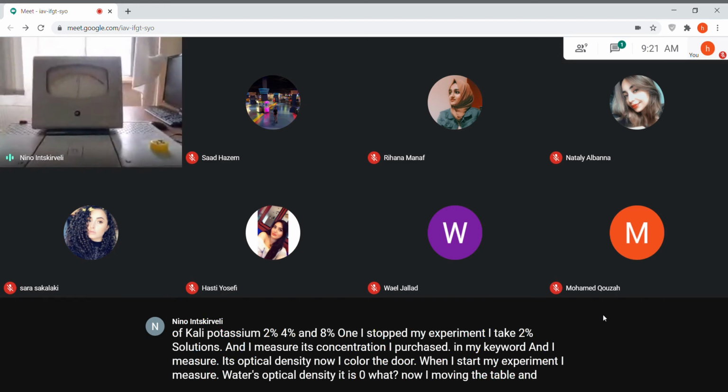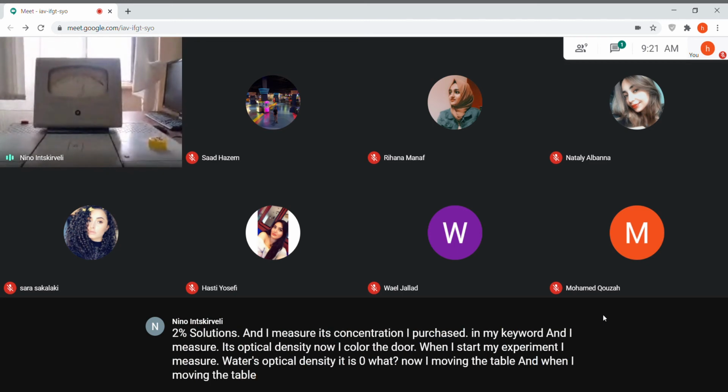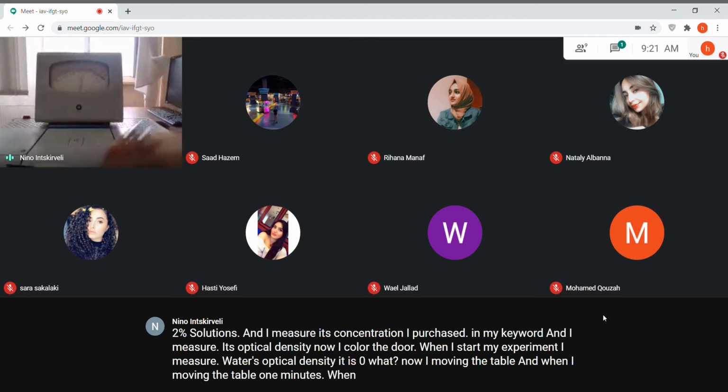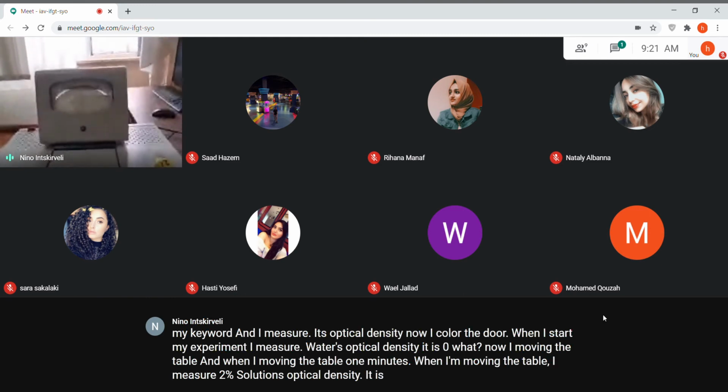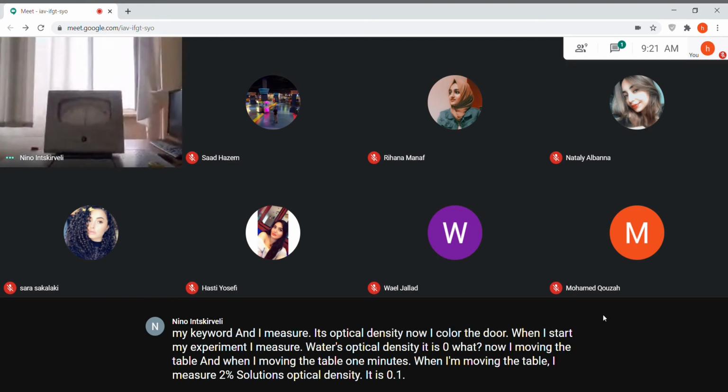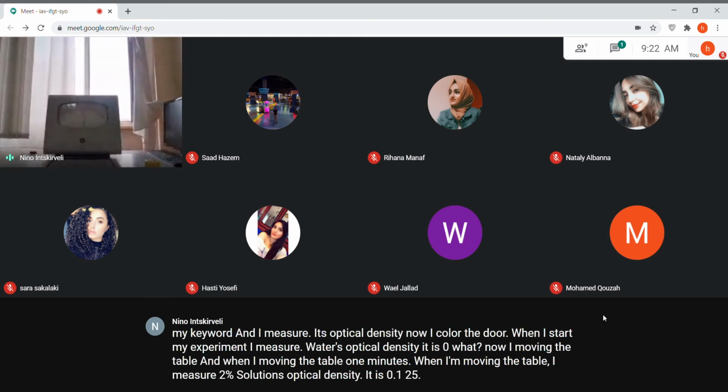When I move the table, I measure the 2% solution's optical density. It is 0.25. I write the values in my reference table.